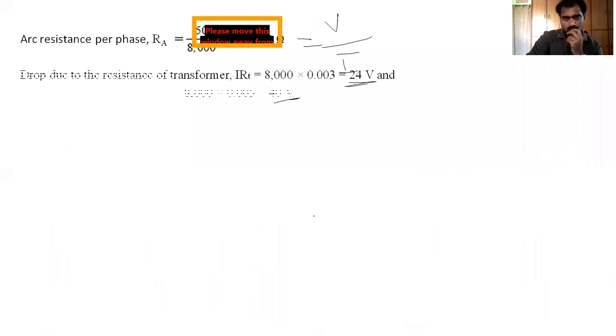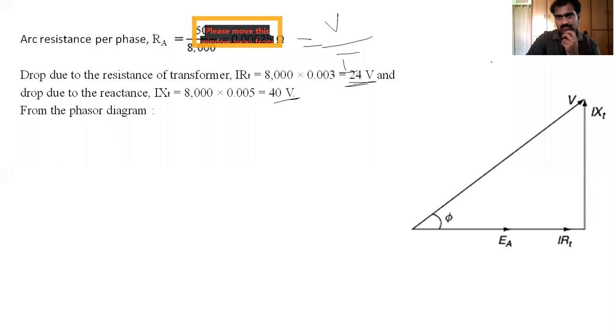Okay, next what we have to do, just from this equivalent circuit diagram, let us consider the phasor diagram. See, this is your phasor diagram. The voltage drop across the resistance and the voltage developed across the arc between the two electrodes, EA, are in phase.